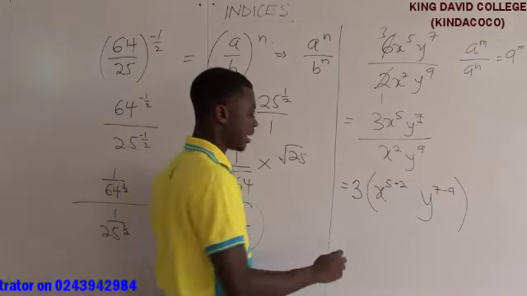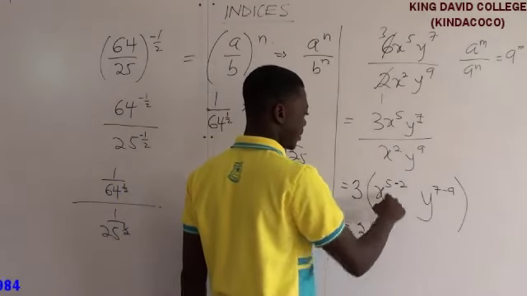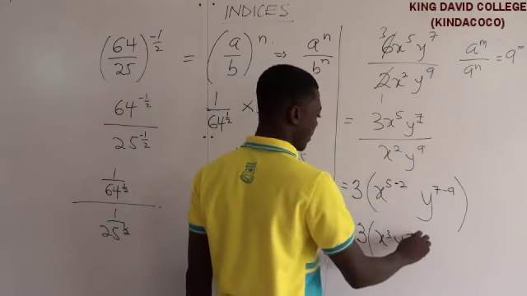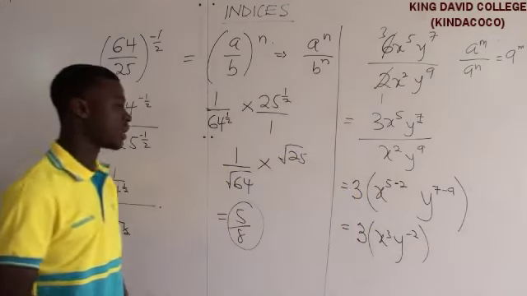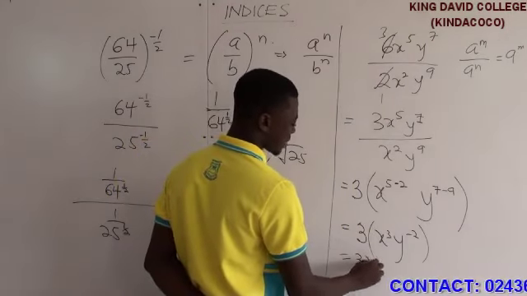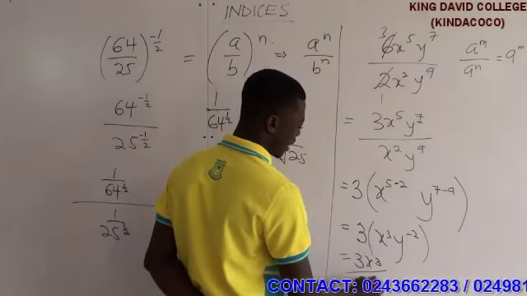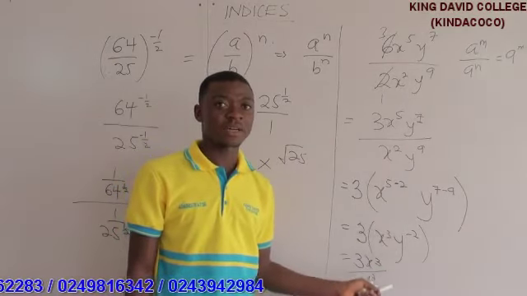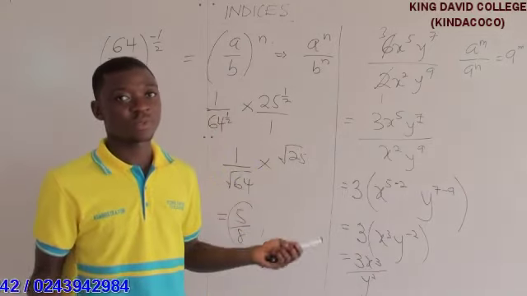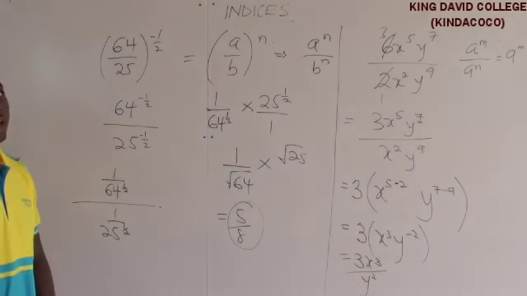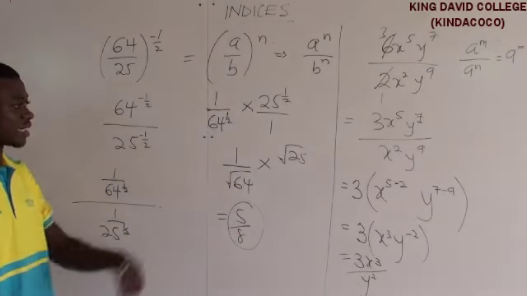Good. So at the end of the day, 3x to the power 5 minus 2 is 3x cubed. Then this is y to the power minus 2. So at the end you are going to have 3x to the power 3 over y squared, because y to the power minus 2 means it should come down. When it's at the top and it is negative, it should come down. When it's at the bottom and it's negative, it should come up. Simple strategy. So this becomes your final answer for this.